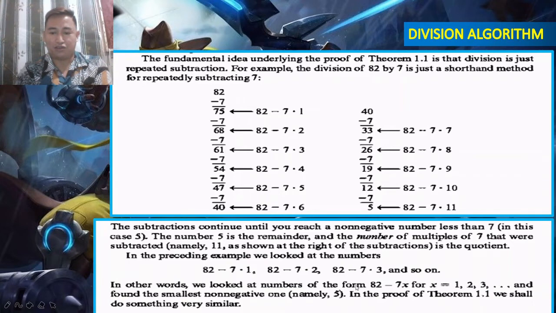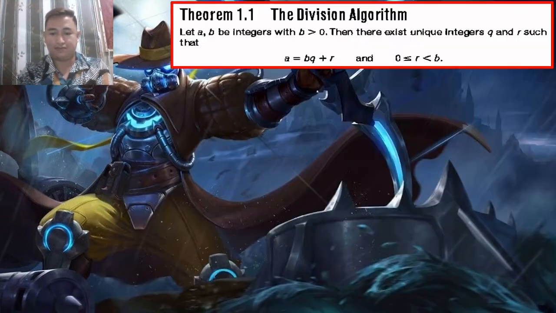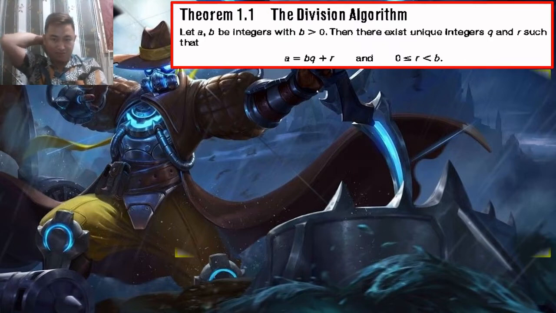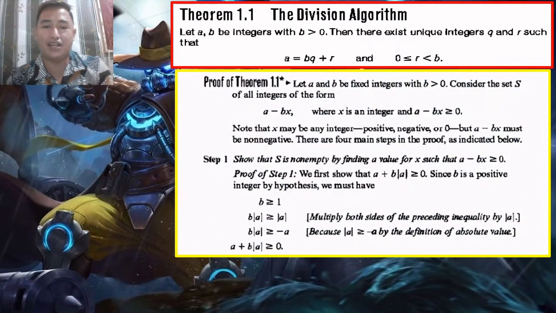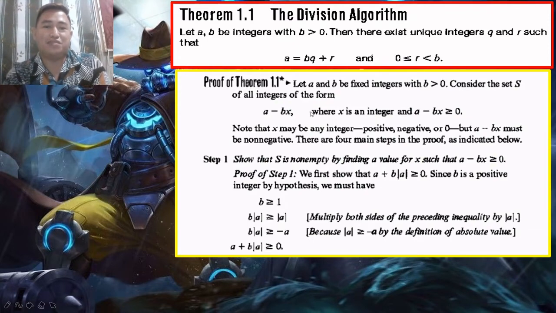Okay, so dali na yung forma, class. In other words, we looked at numbers of the form 82 minus 7x, where our x is from 1 to 11 sa diri. Diba? 11 lang siya tama. Now, ang proof na ta, class. Diba? Pamatunog ganyan na mga a minus bx na nga forma. Okay, 82 minus 7x. So, yan yung mga forma, class.